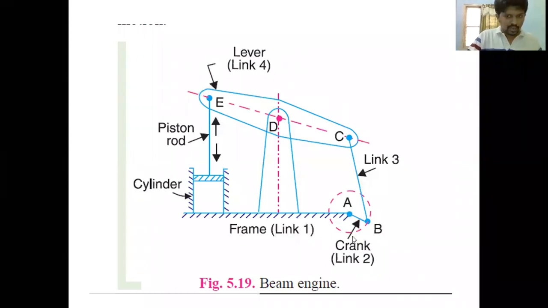Here this is our crank, this is our pair. A is a turning pair, and with respect to A, the crank or the link here will rotate in this direction.